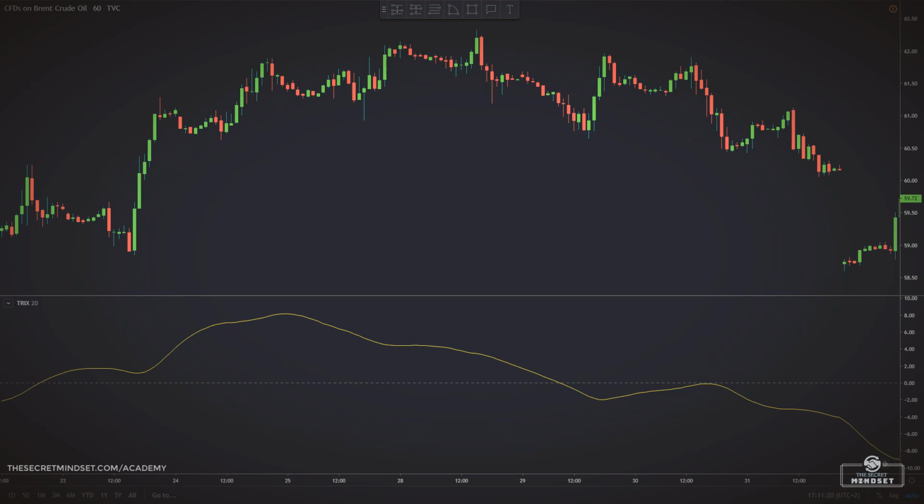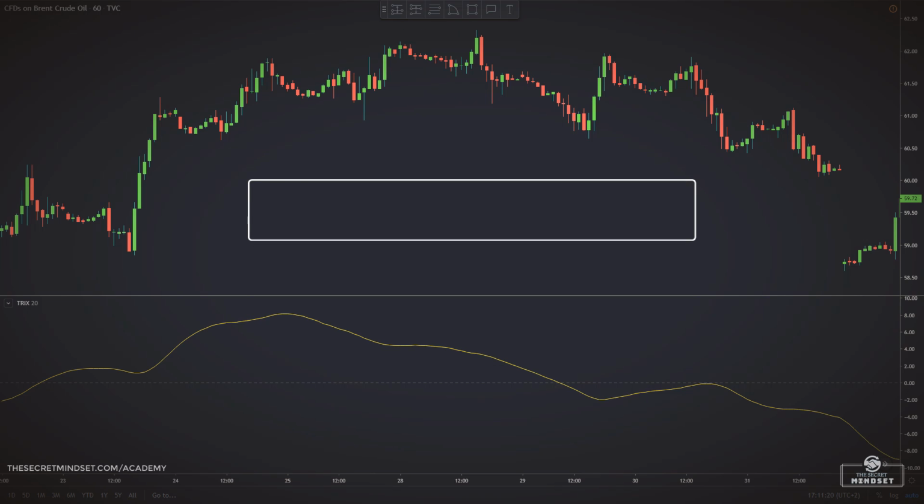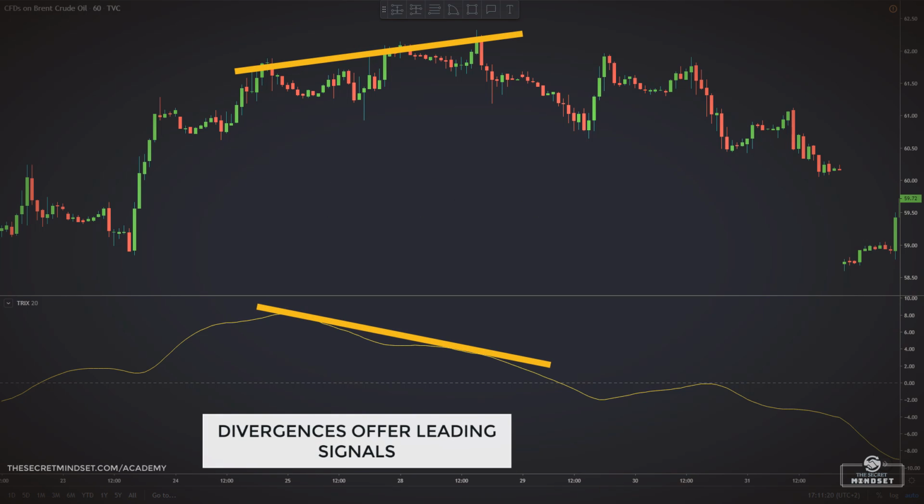So what are the advantages of Trix? Two main advantages over other trend-following indicators are its excellent filtration of market noise and its tendency to be a leading rather than lagging indicator. It filters out market noise using the Triple Exponential Average, thus eliminating minor short-term cycles that indicate a change in market direction.